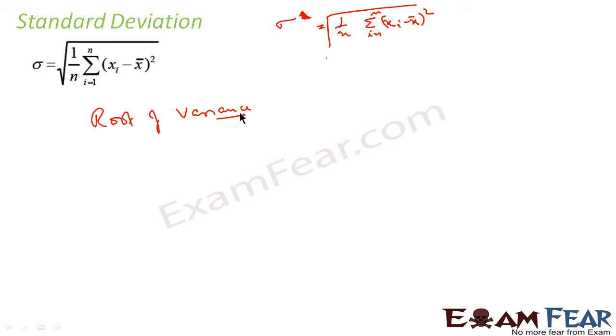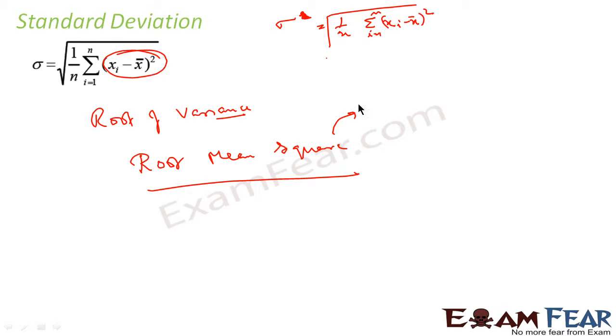It is also called root mean square. Why? Because we follow from the back. First we square, that is xi minus mean square. Then we take the mean. Mean of everything is mean. And then we take the root. This is root mean square.